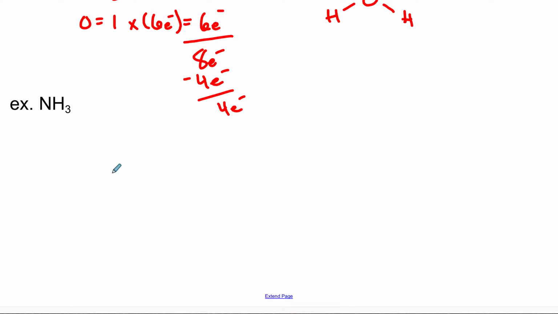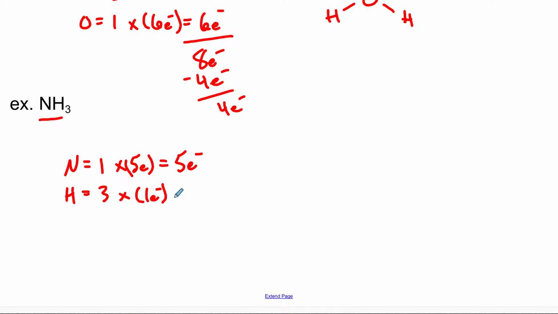Moving on to the next example, let's do NH3, a form of ammonia. So for N, I have 1 atom, with 5 electrons per atom, which will give me 5 electrons total. And I have hydrogen, which I have 3 of, and I multiply that by 1 electron each, which is going to give me 3 electrons. And I'll have 8 electrons altogether for this one.